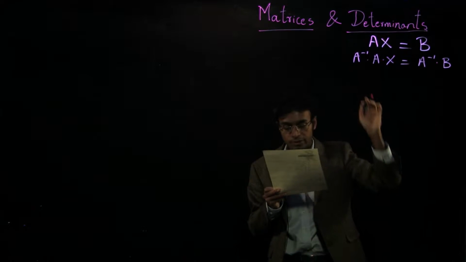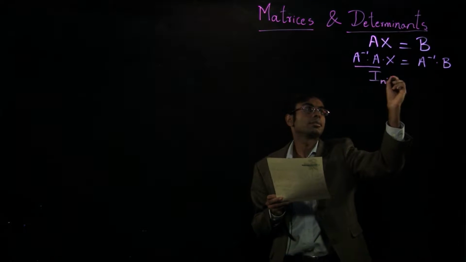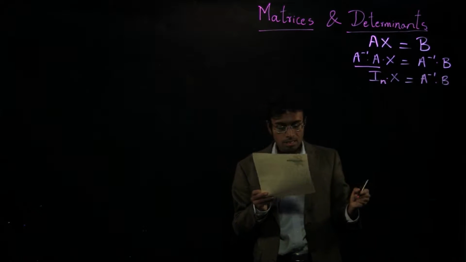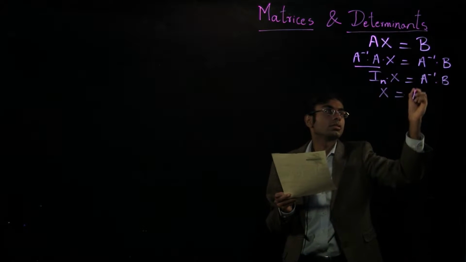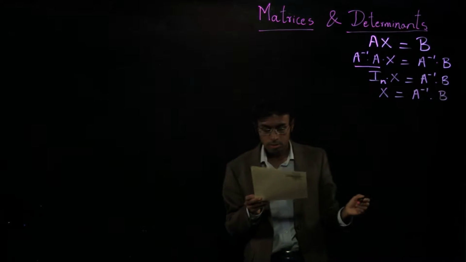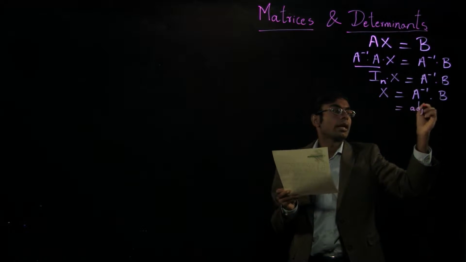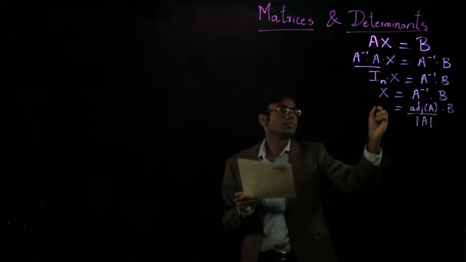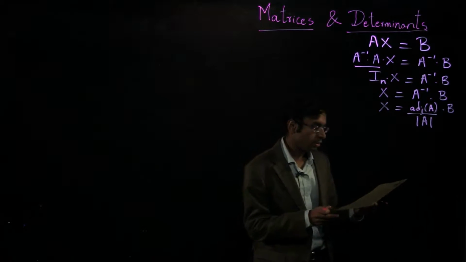And provided A inverse exists, you will recognize this part, A inverse times A, as the identity matrix of order n, times x equals A inverse times b. And any matrix multiplied by identity is just itself. So that gives us the solution x equals A inverse times b, provided A inverse exists. So that is adjoint of A over determinant of A times b. So this is the method to find the solution of a set of linear equations in n unknowns.